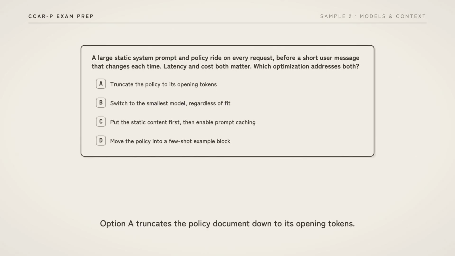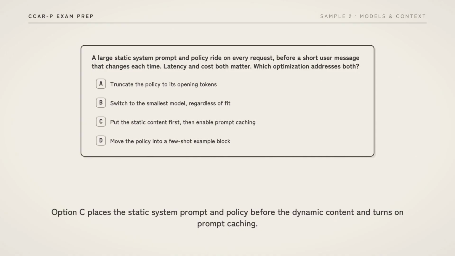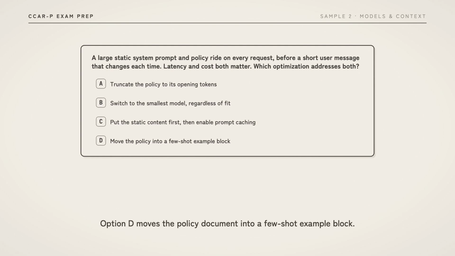Option A truncates the policy document down to its opening tokens. Option B switches to the smallest available model regardless of task fit. Option C places the static system prompt and policy before the dynamic content and turns on prompt caching. Option D moves the policy document into a few short example blocks.